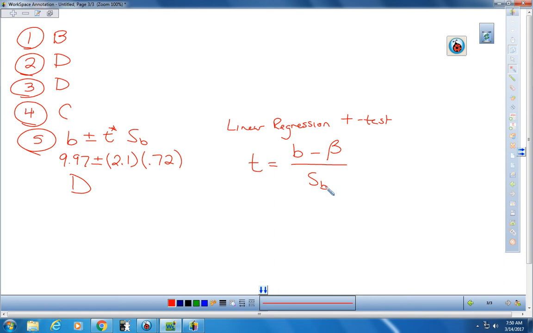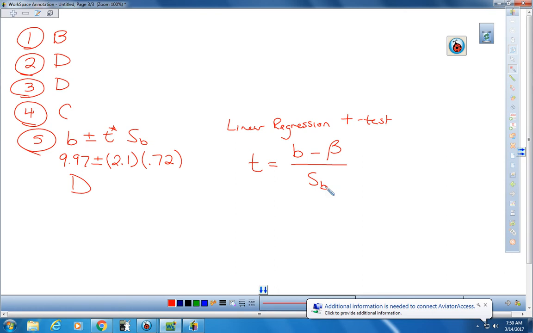Well, S sub b is given in the output, so this is way different than looking at the table. This is saying if beta is in fact 0, how many standard deviations away from the mean is our data? So for this one, it says T is 13.81. This is 13.81 standard deviations above the mean. That's why the p-value is 0.